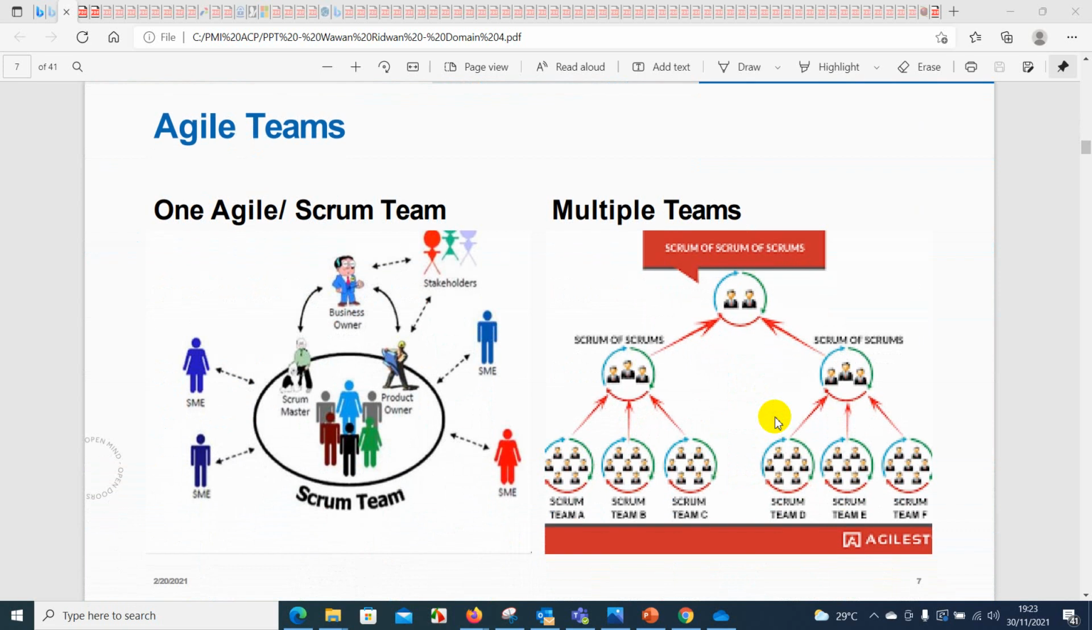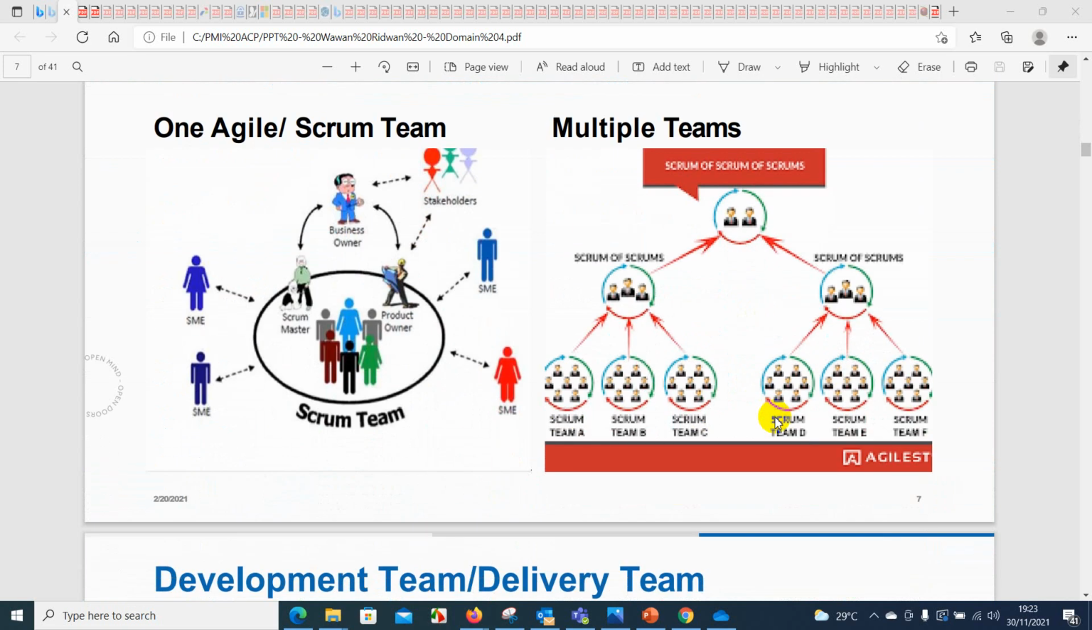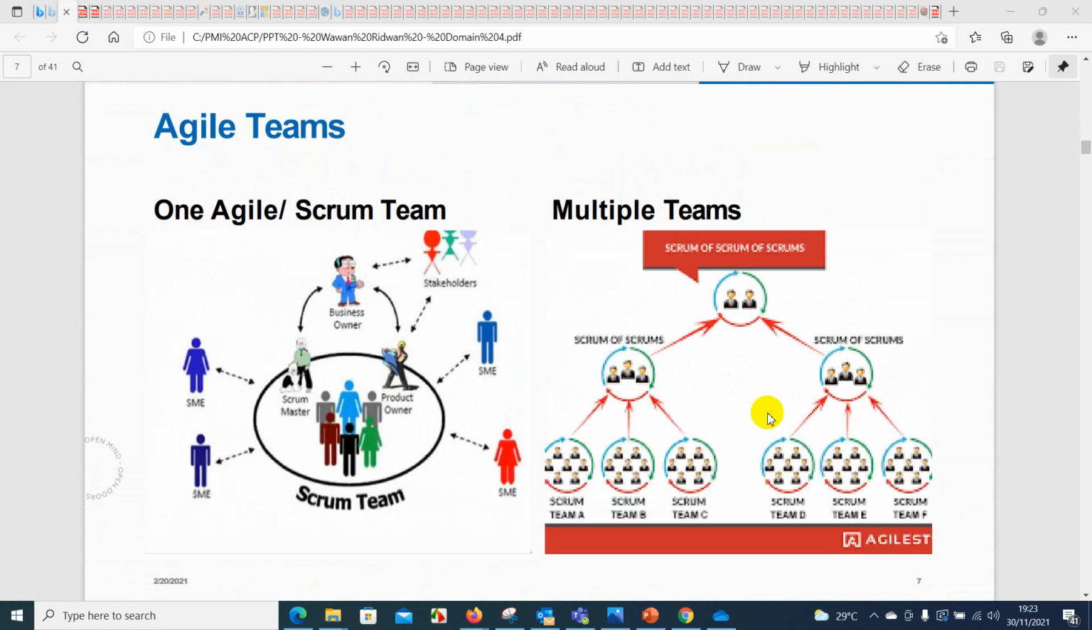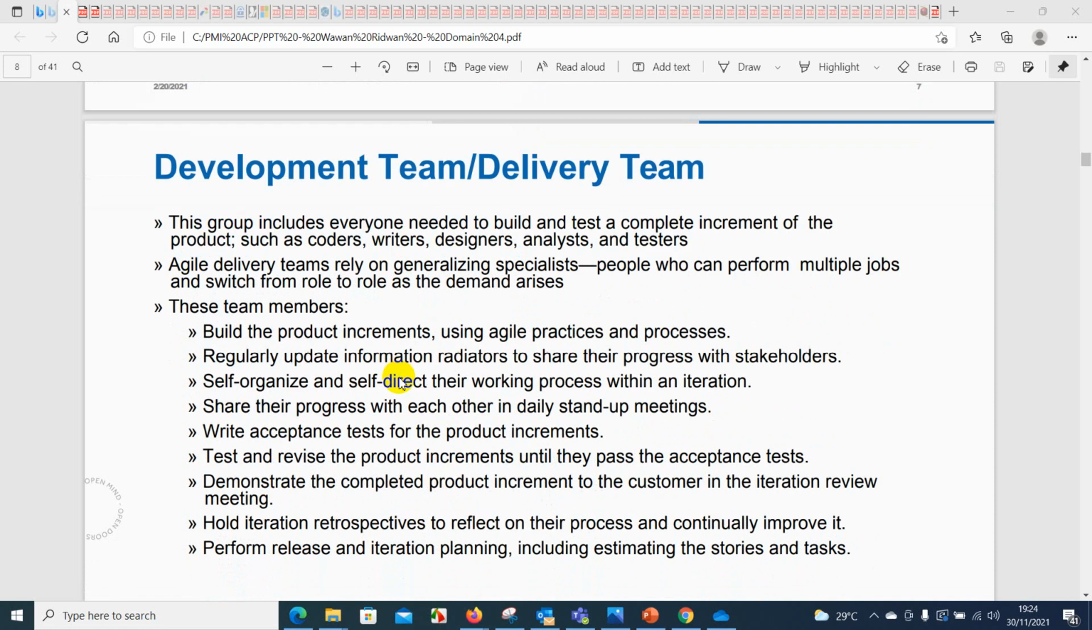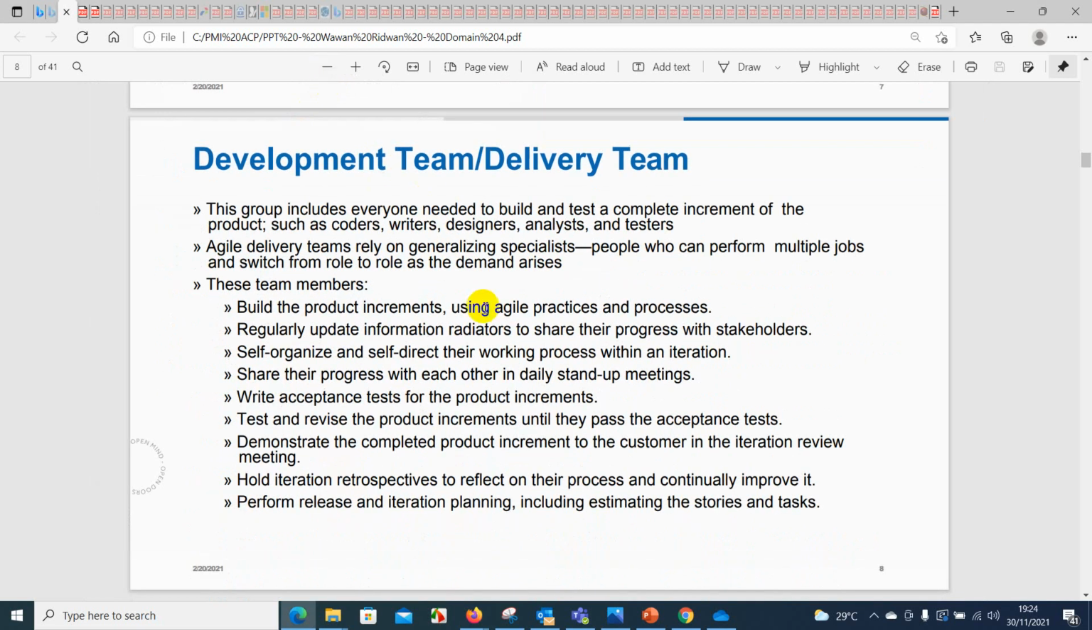Oke, agile team, ini agile scrum team, ini multiple team, oke. Kalau multiple team, Scrum of Scrums ya. Kalau owner stakeholder, scrum team seperti biasa ya. Oke, development team: this group includes everyone needed to build and test a complete increment of the product, such as coders, writers, designers, analysts, and testers.